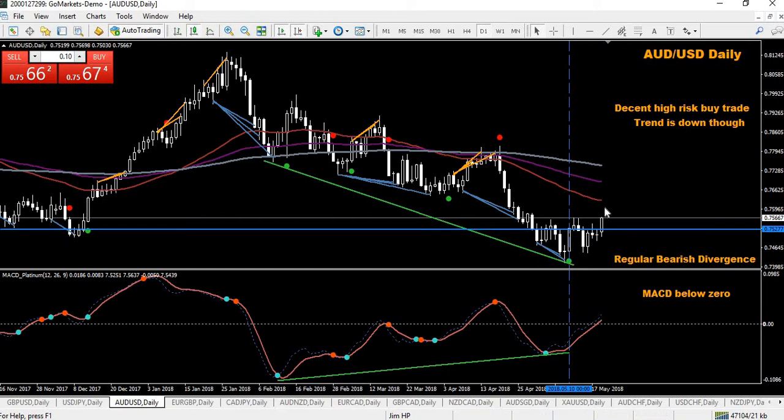At this stage, there's no reason to do anything. You'd be looking at taking it up to the MAs at least, and maybe taking half off the table and placing a stop at break even, something along those lines. But it's a good setup and it's looking good at the moment.